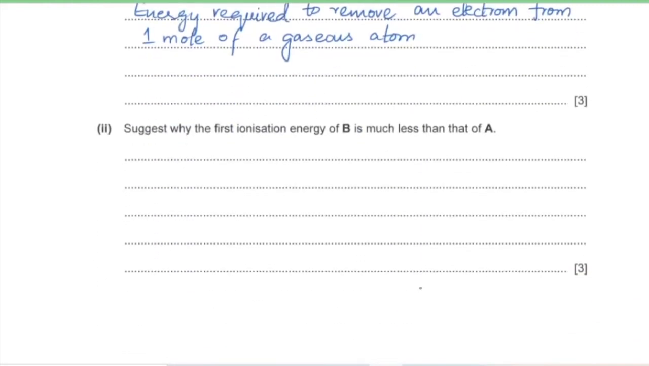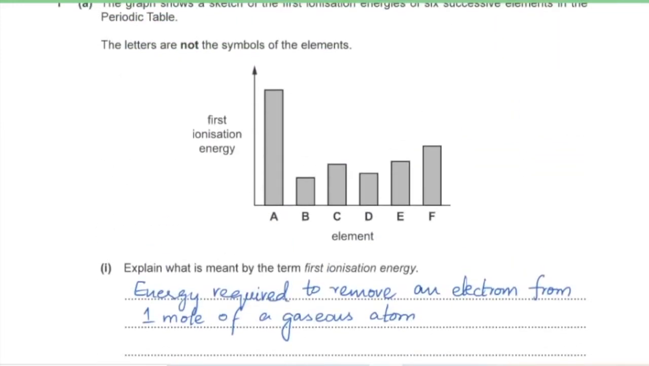Part 2, suggest why the first ionization energy of B is much less than that of A. So generally, if we talk about period 3 elements starting from sodium, Na, and the next 5 successive elements, which are magnesium, aluminum, silicon, phosphorus, and sulfur. Magnesium will have a little higher ionization energy than sodium because it has a complete orbital. Ionization energy generally increases across a period because of the increase in nuclear charge all the way from sodium to chlorine, while shielding remains constant within a period.